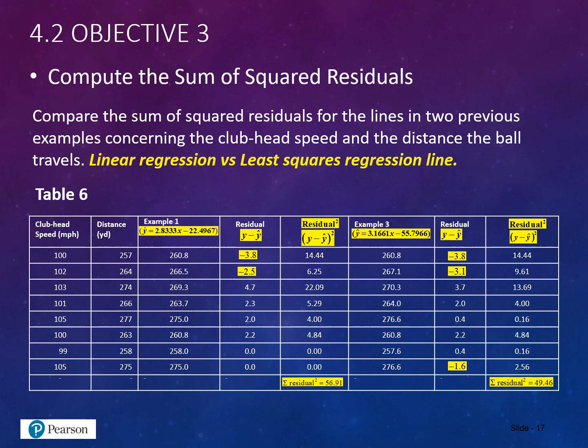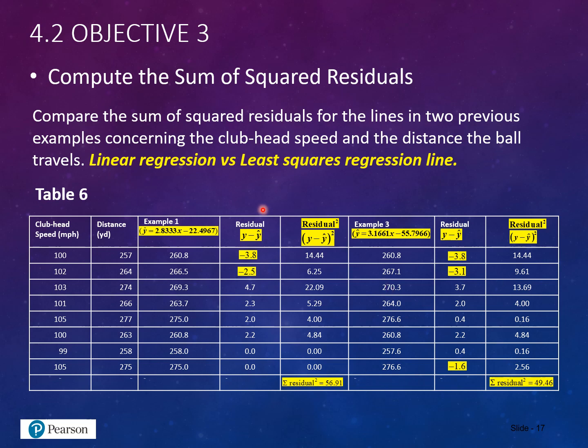Our third objective is to compute the sum of squared residuals. Compare the sum of squared residuals for the lines in the two previous examples concerning the club head speed and the distance the ball travels. In the first example, we just made a linear regression. That means we picked the smallest value and one of the higher values at 105 to draw a line between those two points to make a linear estimate, a linear equation that we could use for estimating. In example 3, this is a similar process, except we use the least squares regression line. And so that's what you see here.